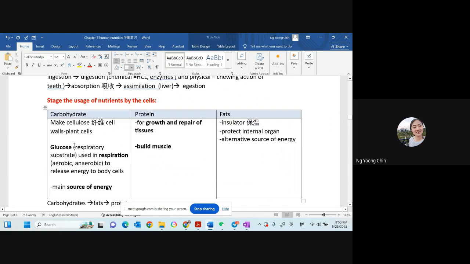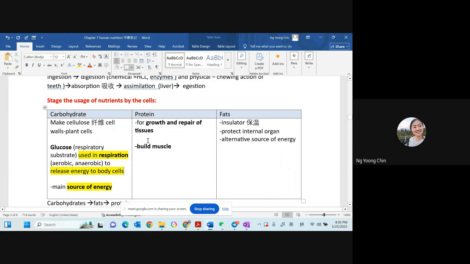Okay, so glucose will provide us with the main source of energy. Okay, so this is a more important part. Glucose will provide us with the main source of energy because they're able to be used in respiration to release energy to the body cell. So this is a point you should write in your exam.